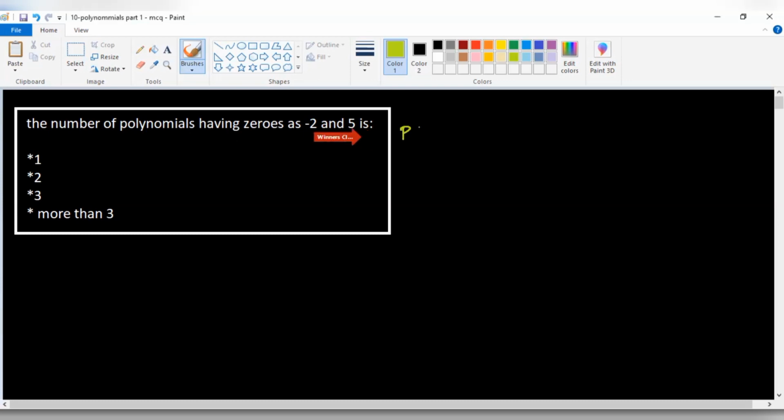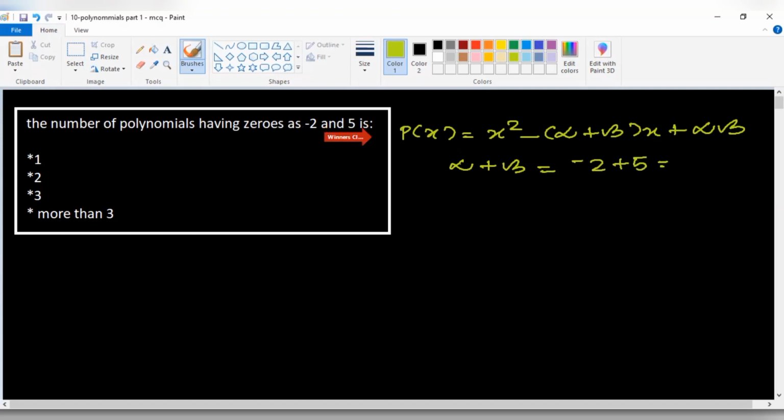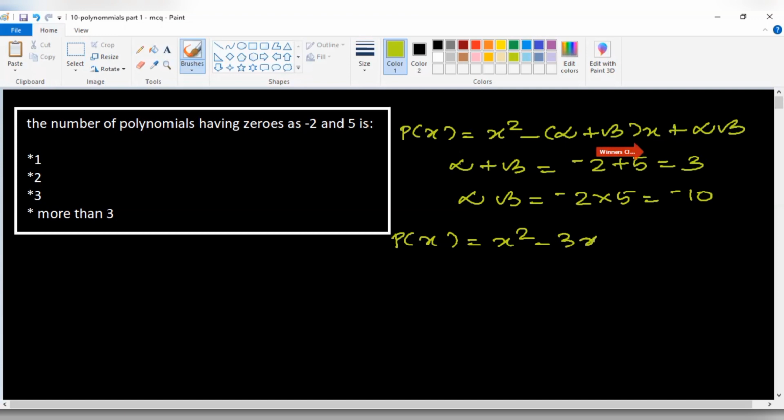So now it is like p of x equals x square minus (alpha plus beta) x plus alpha beta is the required polynomial. Here alpha and beta are -2 and 5. So alpha plus beta is -2 plus 5, that is 3. And alpha beta is -2 into 5, that is -10. When we apply these values in this polynomial, what we get as p of x is x square minus 3x minus 10. So this is the polynomial with zeros -2 and 5.